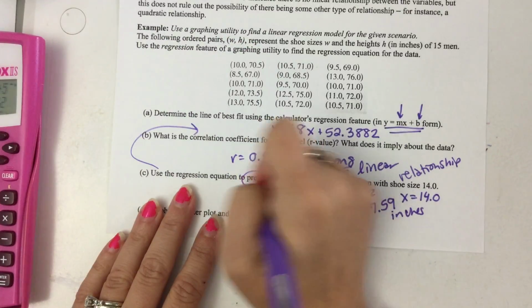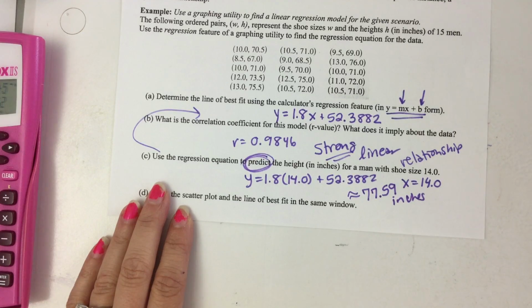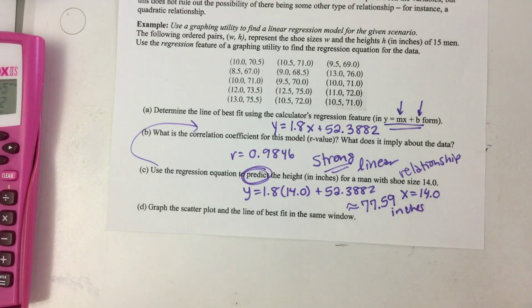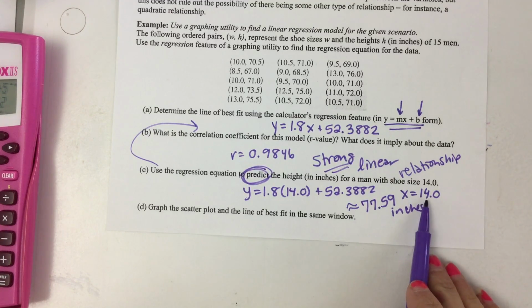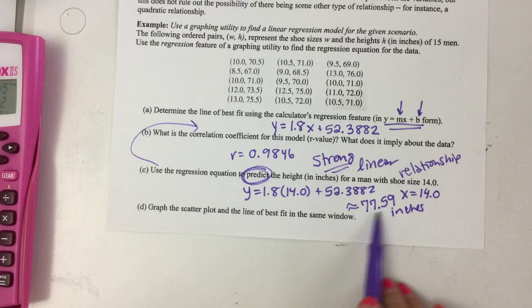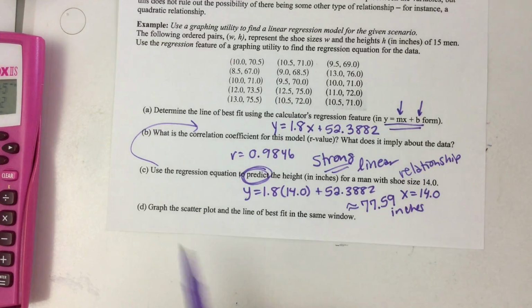Again, it is a prediction, so feel free to round. We're saying they would be close to 78 inches. And if you look, that would be the biggest shoe size that we had here, and that would be the tallest man. Kind of cool.